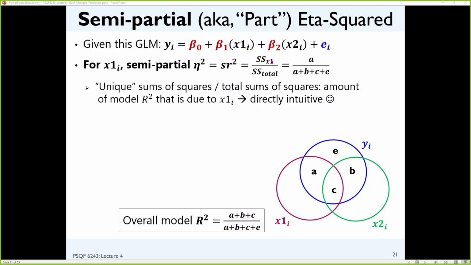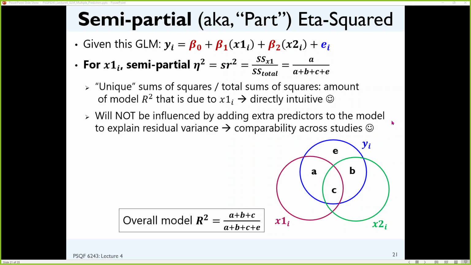So it's computed in terms of sums of squares. In terms of the area, it's how much did that predictor do uniquely that none of the other predictors did, divided by how much variance there is in Y in total. All the areas put back together again. The amount of the R squared that predictor is responsible for, boom. I like semi-partial eta squared. The good news is that they will not be influenced by adding extra predictors to the model, because the denominator is all the variance in Y. So it doesn't matter to this statistic how much of it is explained or not. Unexplained plus explained is down here in the denominator, all of it.